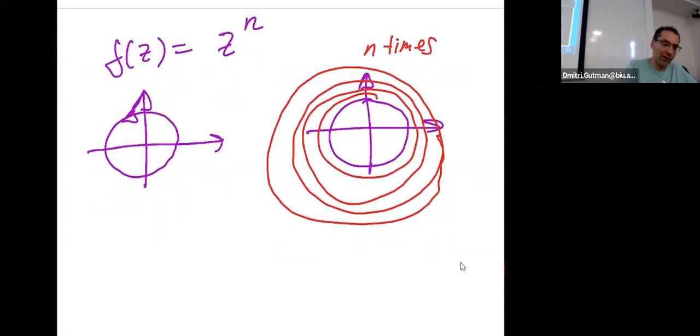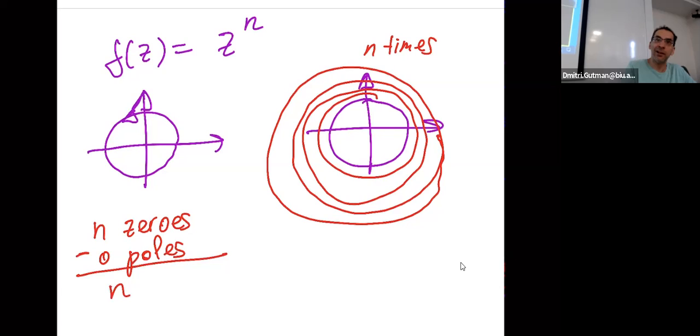Now, if you look at the left-hand side, how many zeros, how many poles? N zeros, no poles. N minus 0 is equal to n. So you see it geometrically, very clearly: if you follow the evolution of this vector, how it rotates, it clearly will complete n turns. So this is what this theorem says.